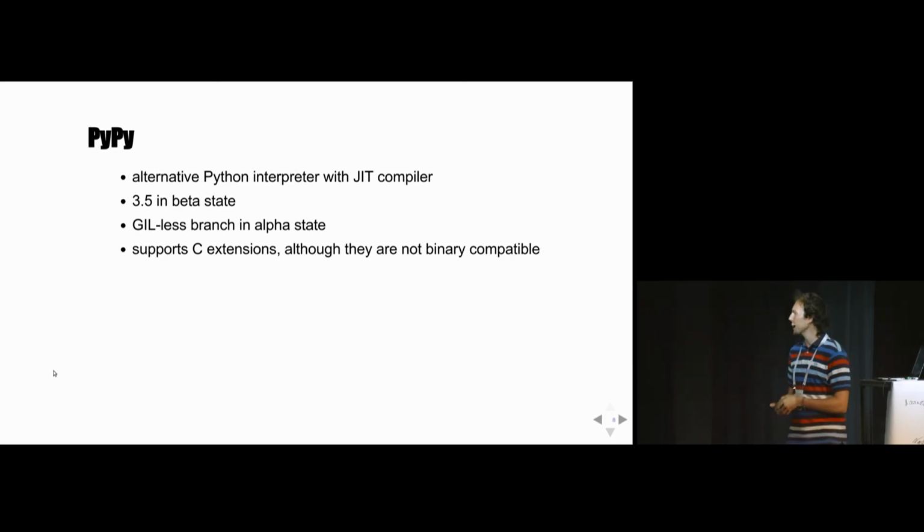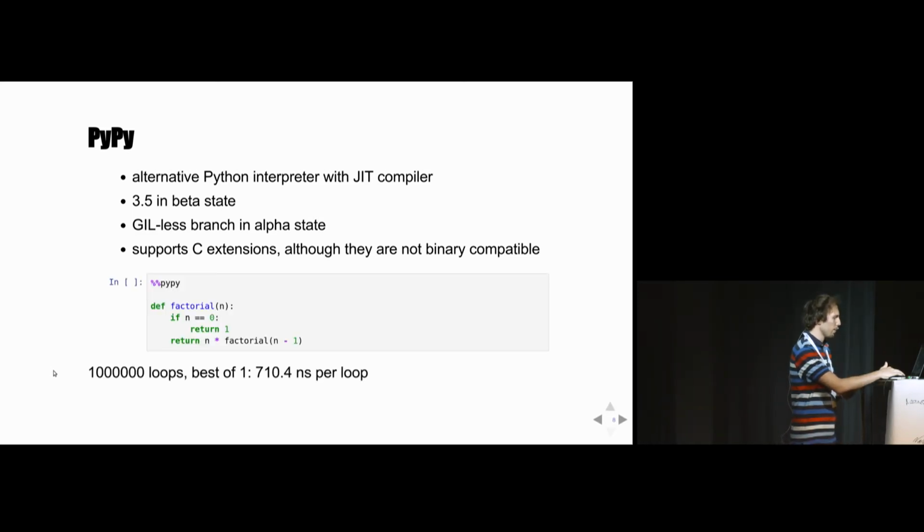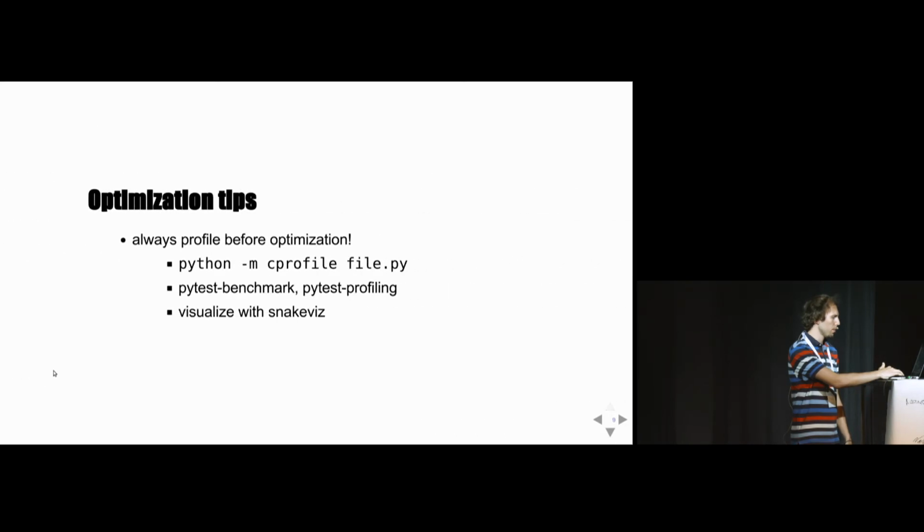PyPy doesn't support some C extensions like pandas that were mentioned yesterday. So if you don't need any unsupported features by PyPy, you can give it a try. Your code might be several times faster without any effort needed, so it might be an easy win. Yeah, this factorial benchmark was 3 times faster than in standard Python. That's still slower than Cython, but it's good.